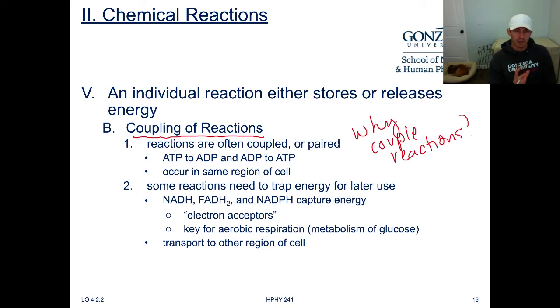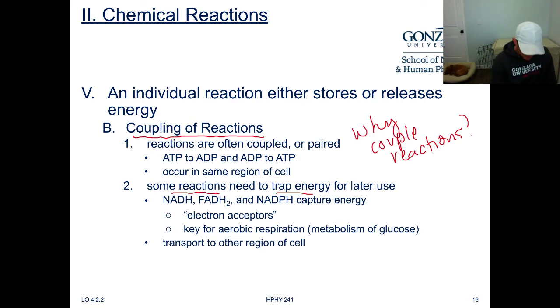And then another concept to keep in mind, especially as we talk about metabolism and these electron donors or electron acceptors, is this right here. Some reactions trap energy, but they're not going to use that energy immediately. They're going to store it and use it later. Some molecules are really good at capturing energy, and we'll encounter them during this chapter.